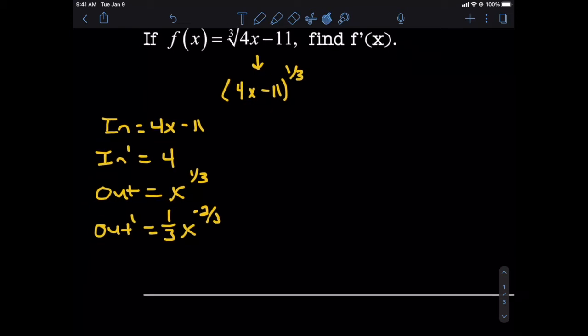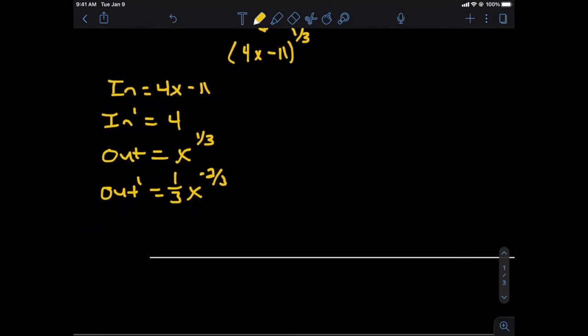We can write this to be a little bit more useful for us here. We call this 1 over 3x to the positive 2/3. Chain rule says take your out prime function, this one right here, plug in your in function for x, this guy right here, and then times by in prime.